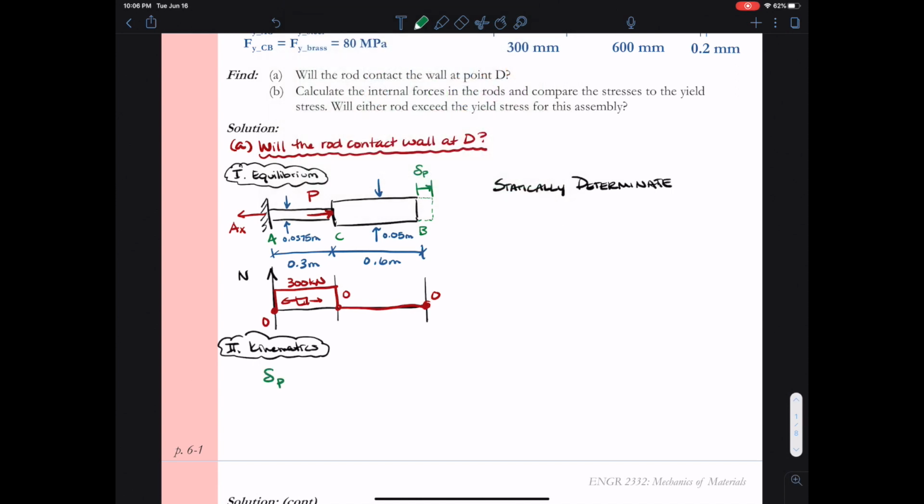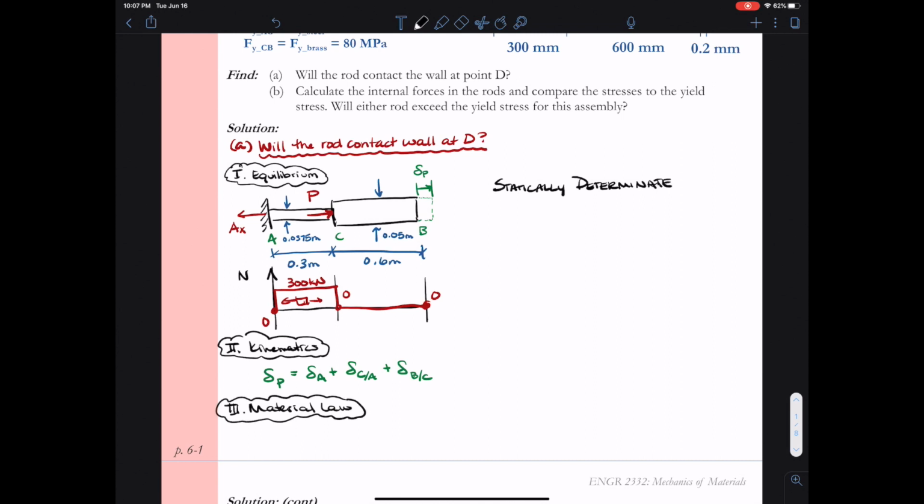Our second tool in our engineering toolbox is kinematics. In kinematics, we relate displacements to one another in our structural system. And so we are after calculating delta P. Using a kinematics equation, I could say that delta P is equal to the total deflection at point A plus the deflection of C relative to point A plus the deflection of B relative to point C. And so we saw this as we did statically determinate systems.